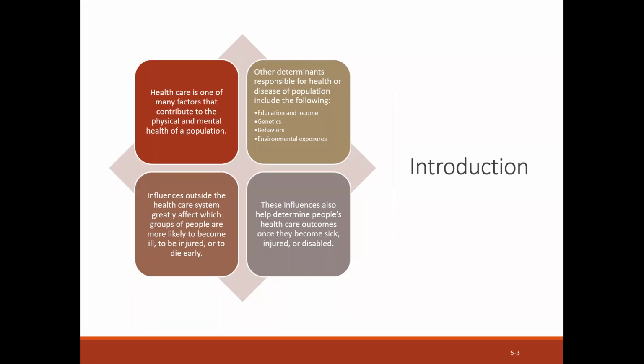One thing that we know from literature is that there are many other factors that contribute to poor health outcomes and population health. Other determinants responsible for health or disease of a population include education, income, genetics, behaviors, environmental exposures, but we also know influences outside the healthcare system greatly affect which groups of people are more likely to become ill, injured, or even die early. These influences also help determine people's healthcare outcomes once they become sick, injured, or disabled.